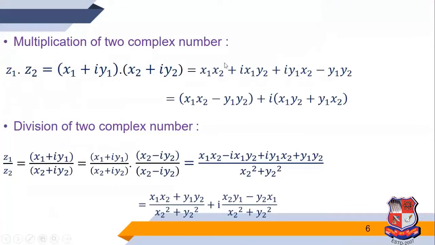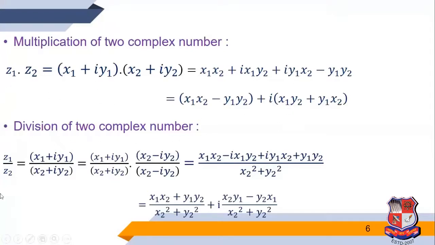Now multiplication of two complex numbers. So z1 into z2 is (x1 + iy1)(x2 + iy2). This is equal to x1 x2 plus i y1 x2 plus i x1 y2 minus, since i square is minus 1, y1 y2. So x1 x2 minus y1 y2 is the real part, plus i (x1 y2 + y1 x2). So this is the multiplication of two complex numbers.